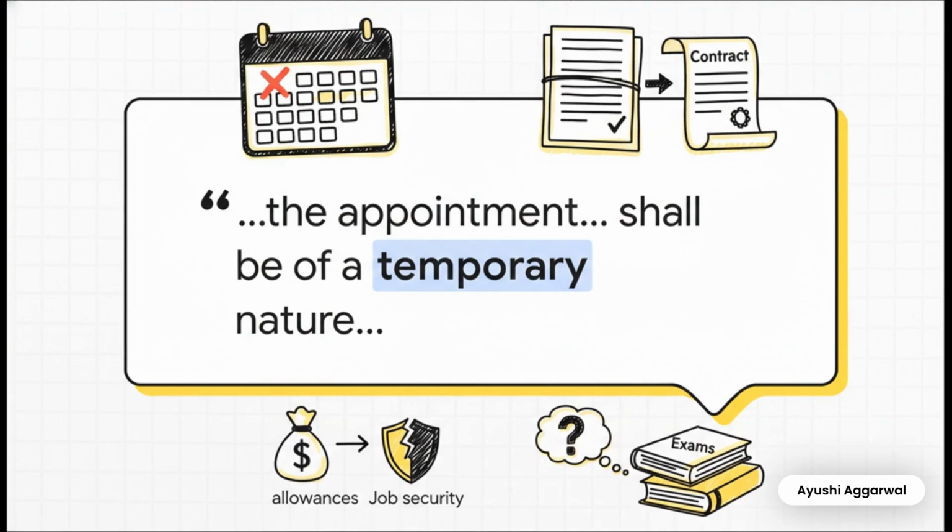The keyword to notice here is temporary nature. This one word tells you so much. It means this is not a permanent job, it's a contract-based position, initially for just 1 year. And that single keyword affects everything, your allowances, your job security, the whole deal. And trust me, this question about the nature of the post, ye question repeat hota hai.